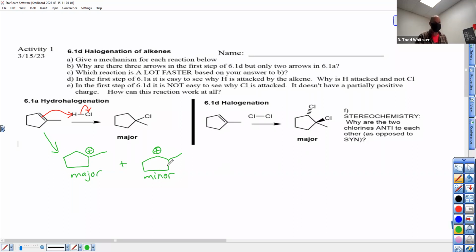So if this shows up on a test and you only have one product, you don't have to show me this minor cation. Okay? And what was the other product you made when you reacted with HCl? Cl minus has lone pairs. We just need one of them. Makes a sigma bond. And I believe that takes you to the product. So we can't answer B yet because we have to do the mechanism for the other one.